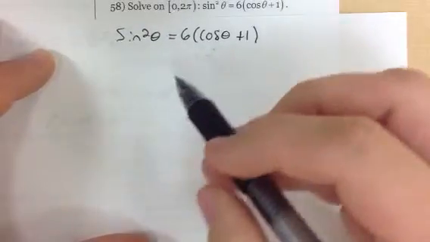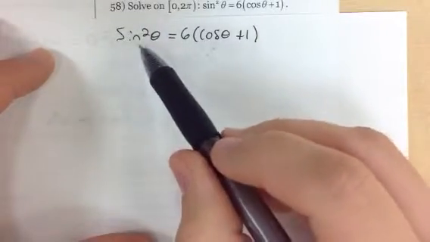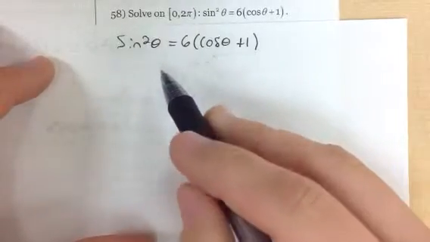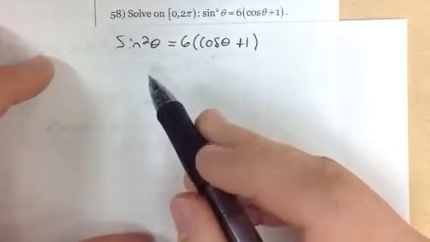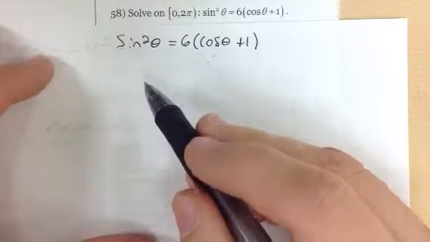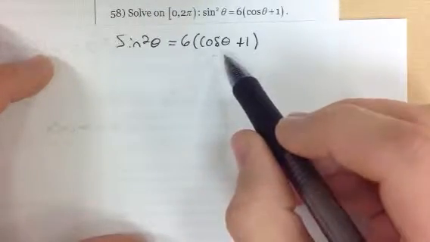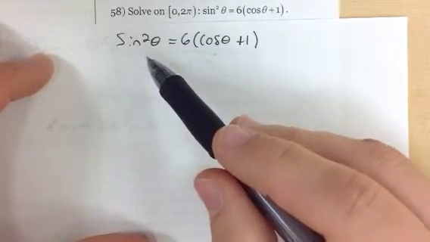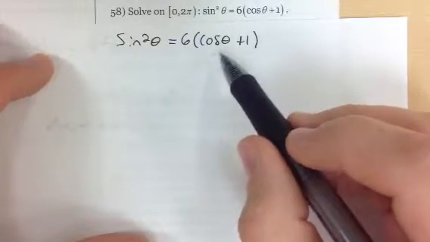And if we look at this equation, we see that sine squared theta is possibly able to be factored, or not factored, but rewritten using a formula. And we have a cosine theta over here, and this one's squared, and it's able to be manipulated, so we might want a cosine theta here.